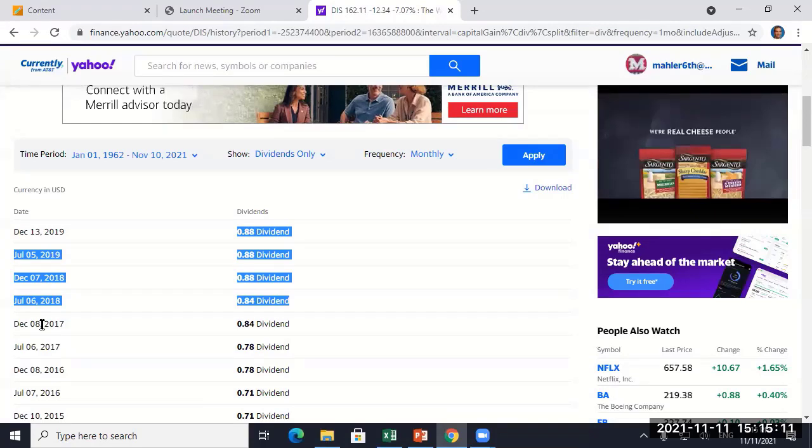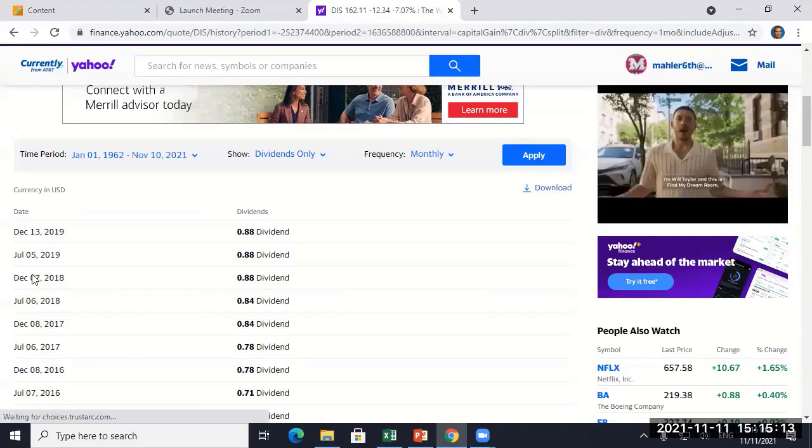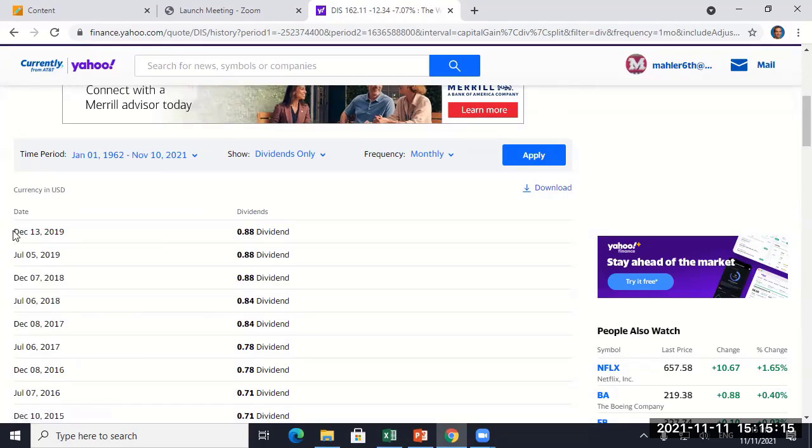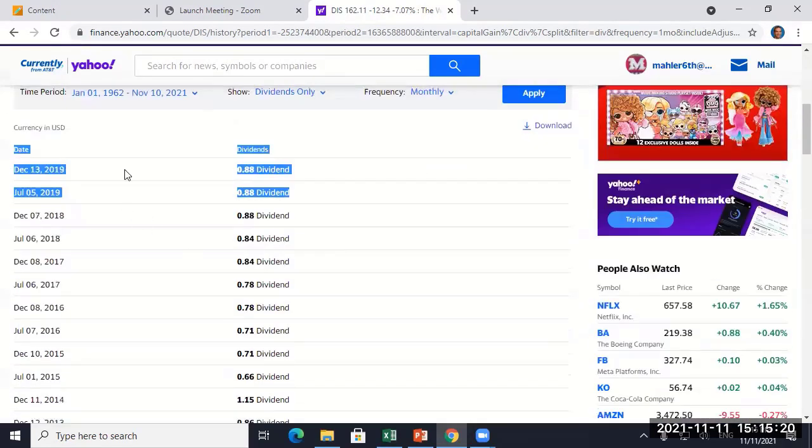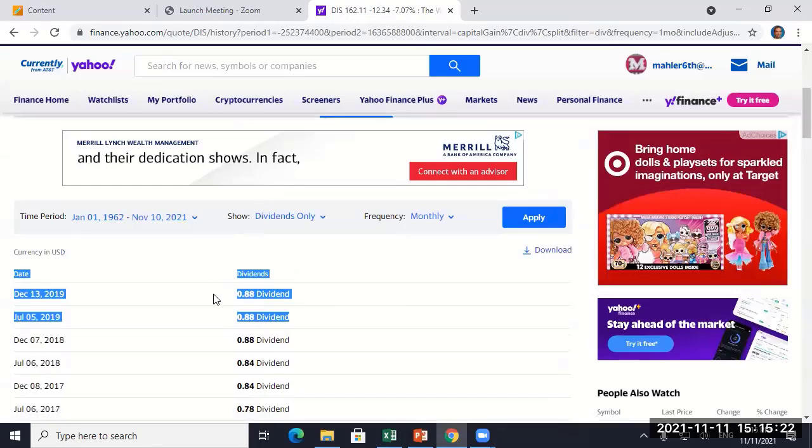Here you can tell that's four quarters, right? Well, maybe it's not, is it? How often do they pay dividends? They haven't paid dividends. Did I get Disney? Yeah. They show they haven't paid dividends since 2019. Maybe they stopped paying dividends because of COVID.